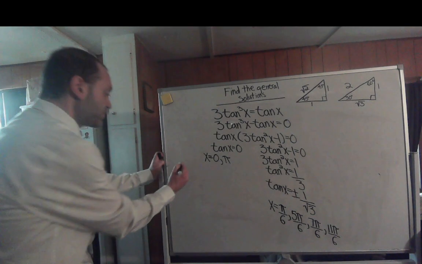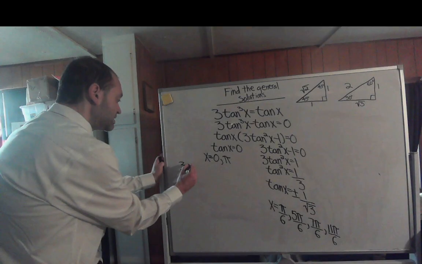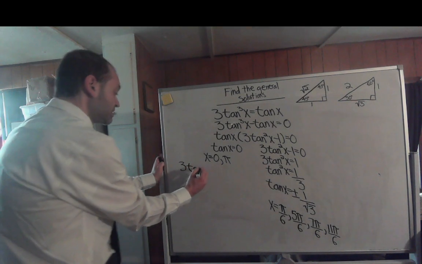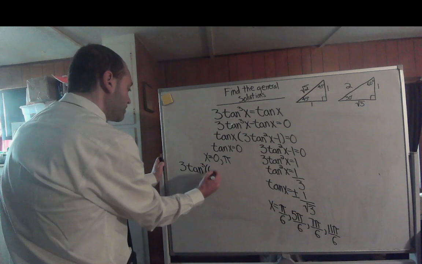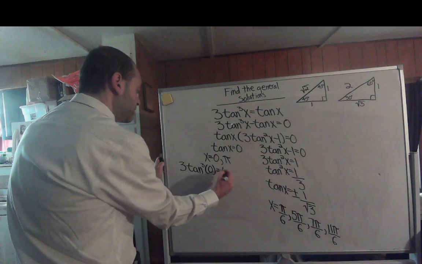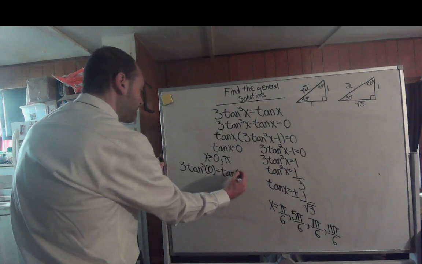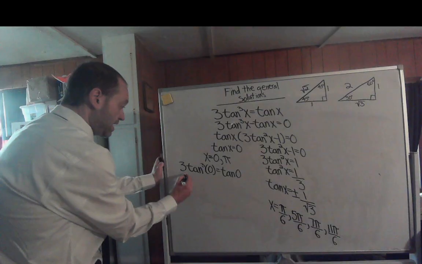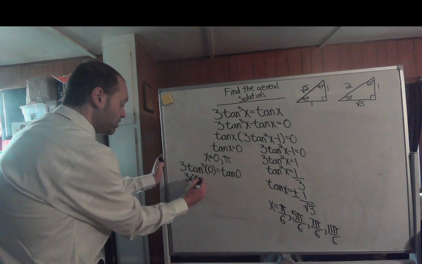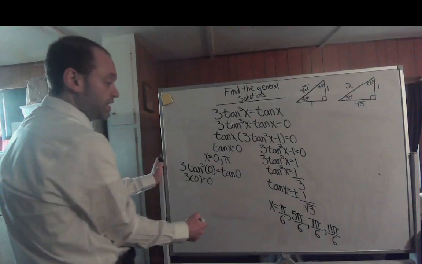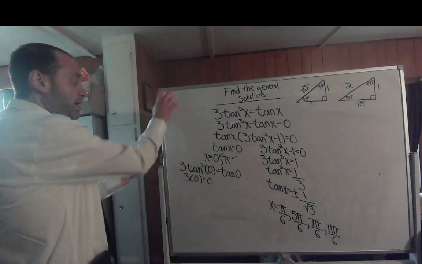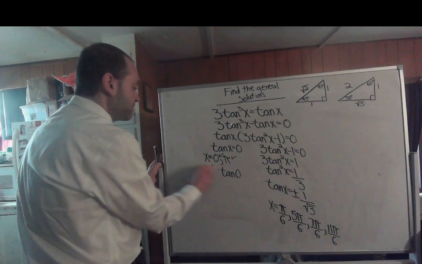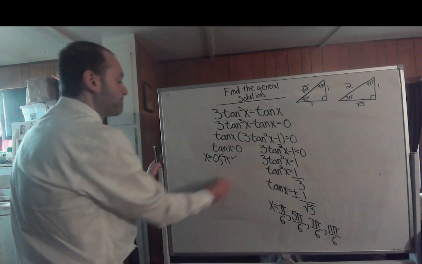If I take 3 times the tangent cubed of 0, would that equal the tangent of 0? Well, that would literally be 3 times 0 equals 0, so yes, it would. And you would get the same thing with pi. So both 0 and pi actually hold up there. That'll hold up just fine.